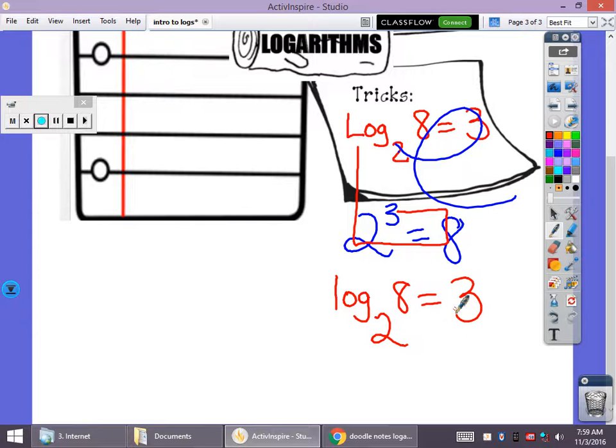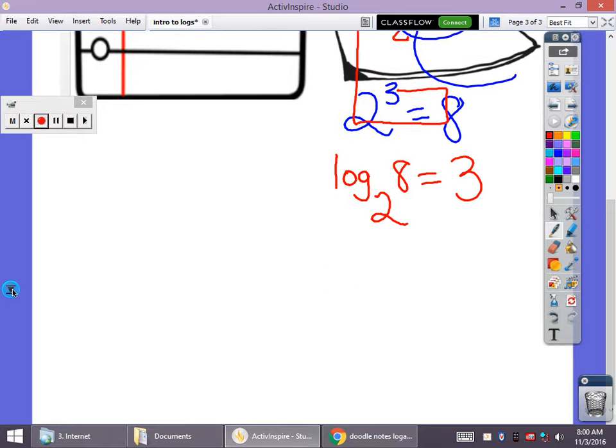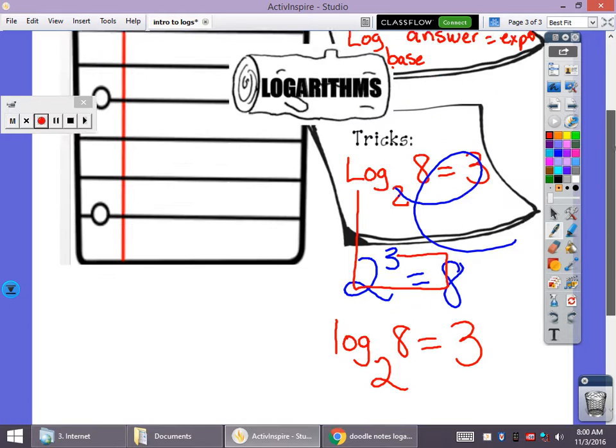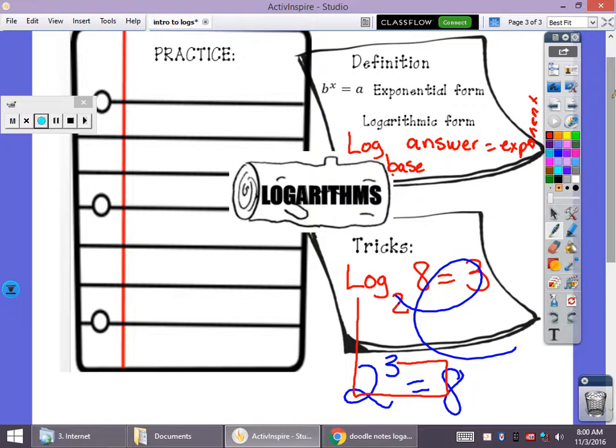Okay, I'm going to put up 4 practice problems. And you're going to do the conversions using either the E trick or the L trick. Okay. So the first problem will be log 5, 25 equals 2. So you're going to write that in what type of form?